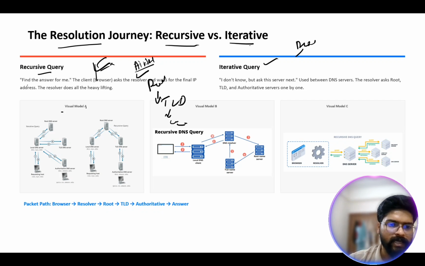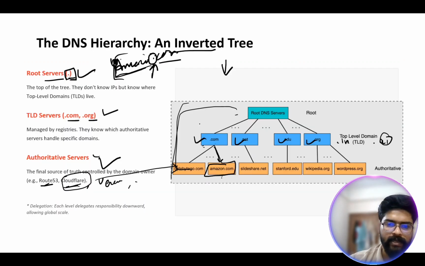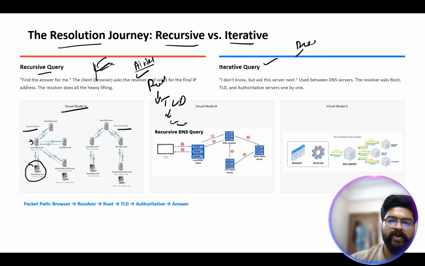For example, here in Visual A, this is the iterative query and this is the recursive. In iterative, for example, this is your PC, you are just visiting google.com, and your request will go to your local DNS server. Your local DNS lies somewhere in between, depending on which internet provider you are using.